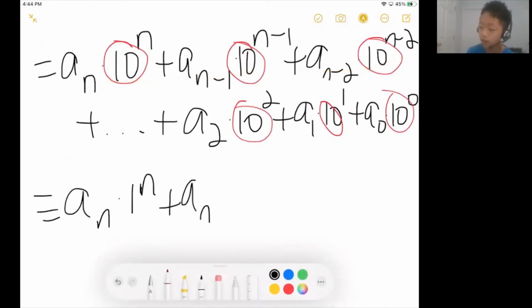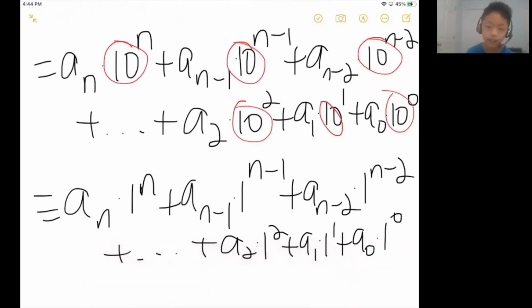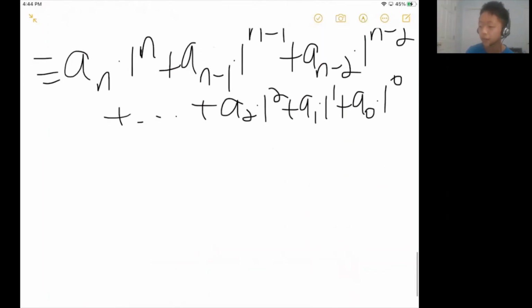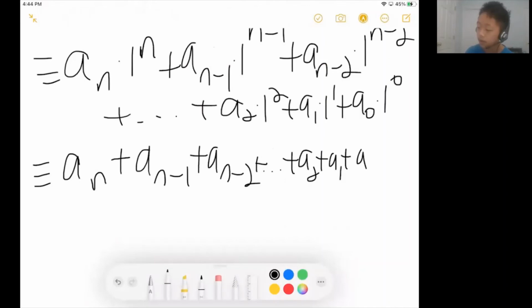plus a_(n-1) times 1 to the n-1 plus a_(n-2) times 1 to the n-2. And then you can repeat this all the way down to a_2 times 1 to the 2, a_1 times 1 to the 1 plus a_0 times 1 to the 0. And you can just remove the exponents because 1 to any power is just 1. So this is congruent to a_n plus a_(n-1) plus a_(n-2) plus dot dot dot plus a_2 plus a_1 plus a_0 mod 9.